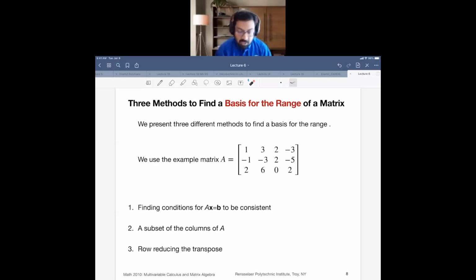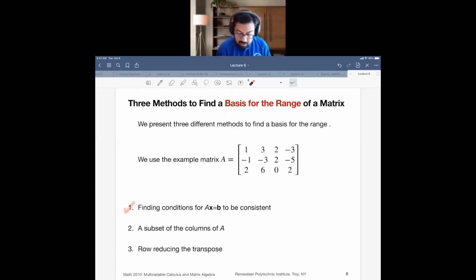Well, actually, there are three ways to do this. So we are going to present over here three different ways to find the basis for the range of a matrix, and we will use the same matrix A, which is 3 rows, 4 columns. We're going to find its range, and we are going to find the basis of its range using these three methods. Some are easy, some require a little bit of work, some actually require a little bit of argument as well. So proof is required there.